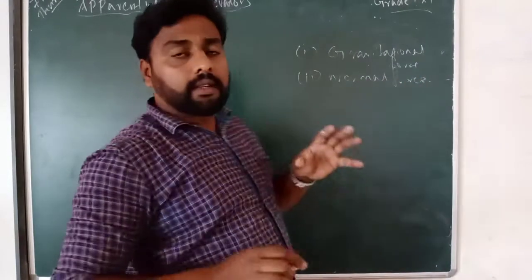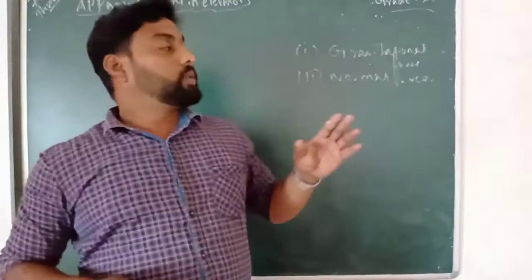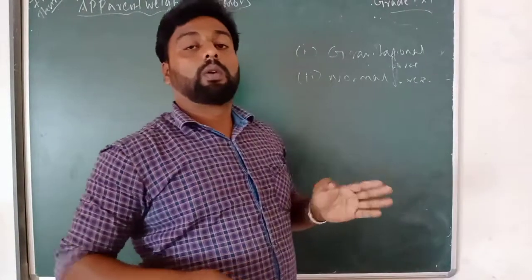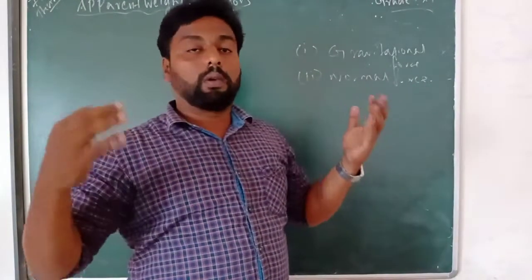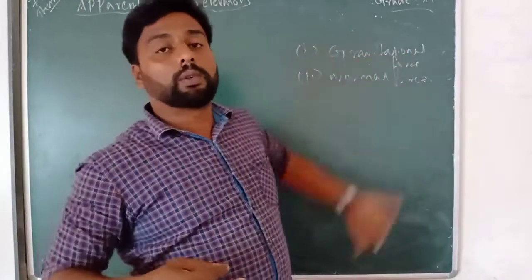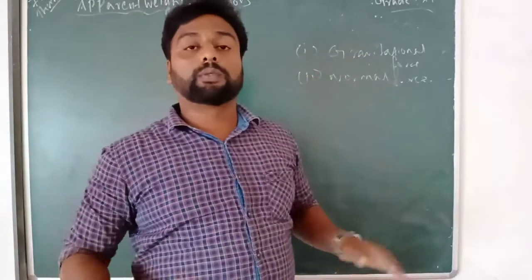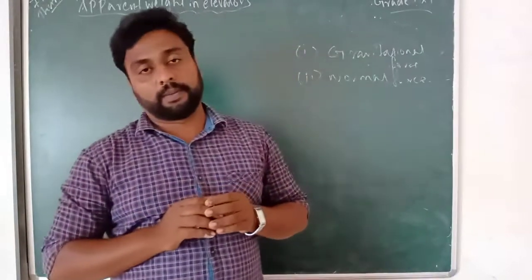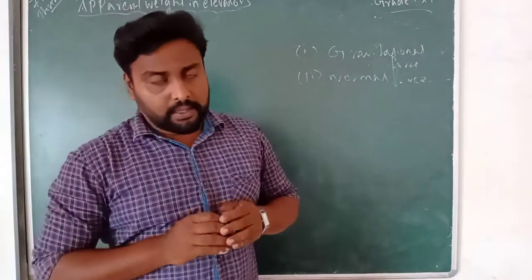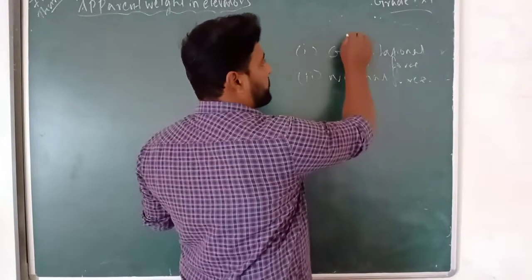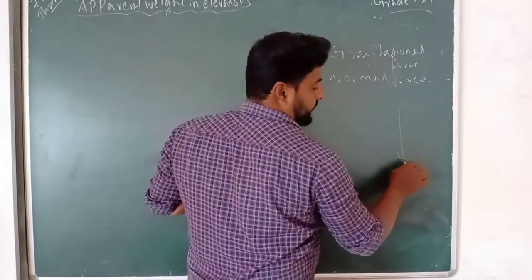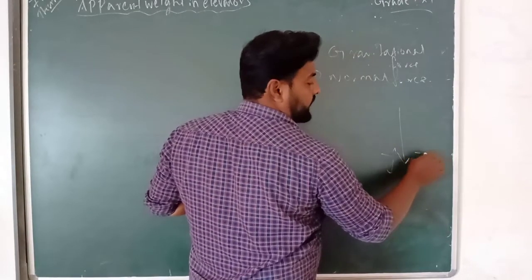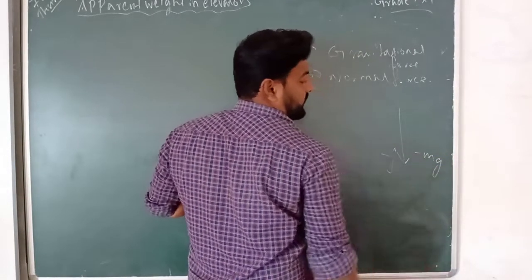So when we are standing inside the lift, there are two forces acting on that person, on you. These two forces are acting: gravitational force, which is acting downward, and the normal force, which is acting upward. Gravitational force acting downward means in this direction, the minus j vector, so minus mg.